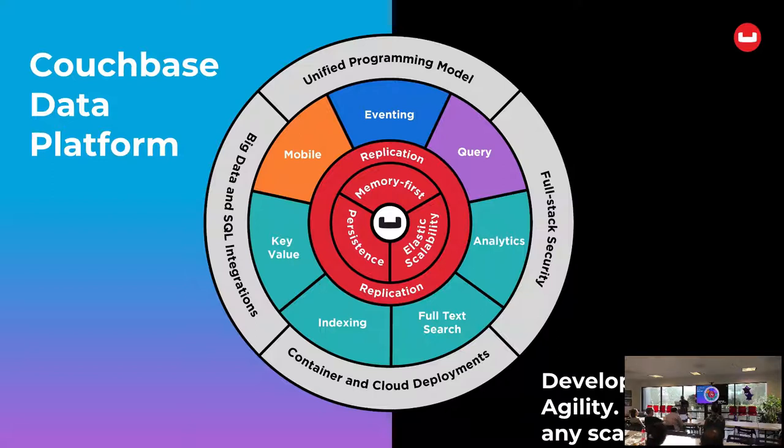I just want to spend a few minutes there. We have SDKs, which are smart clients that know how to talk to the Couchbase server. They are cluster aware, topology aware. We also have full stack security, and containers and cloud deployment. I'll talk a little bit more about the container side.